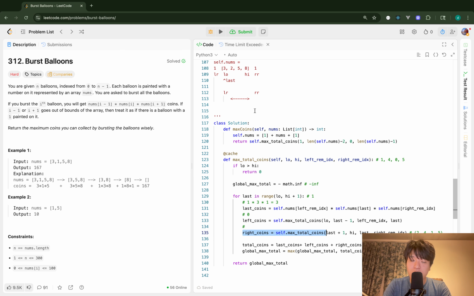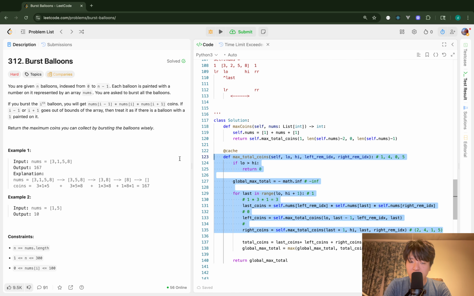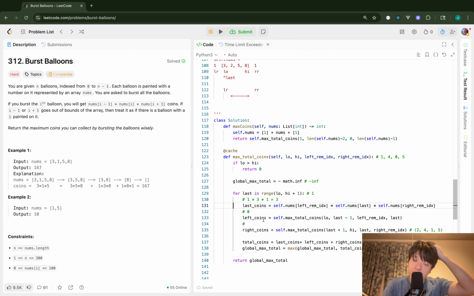I don't go into the other recursive function call, this one, to save my time, but so far I'm confident. Let's assume these are correct. I will just quickly review my remaining code. So in line 137, total coins is the sum of all the last coins, left coins, and right coins. Yep. And global max total should be the maximum of the total coins. So it's good. And I return the global max total.